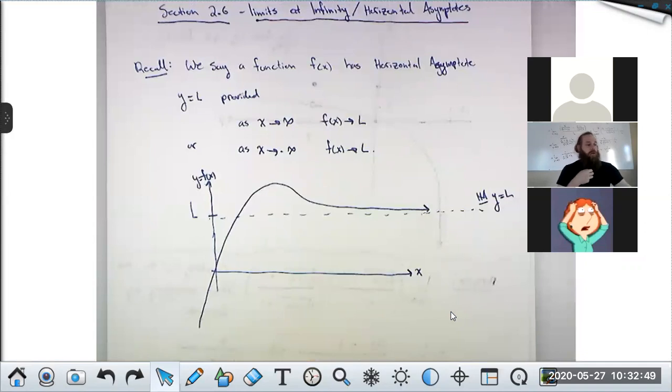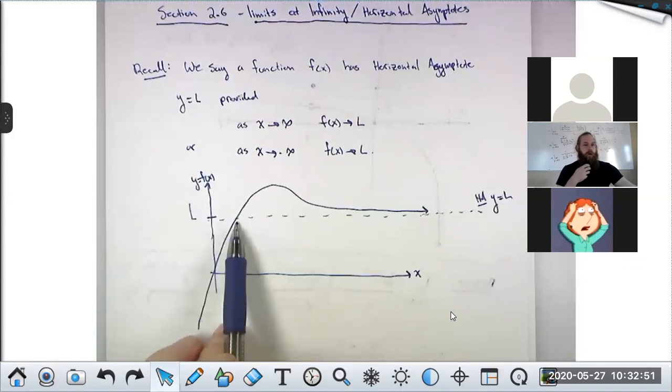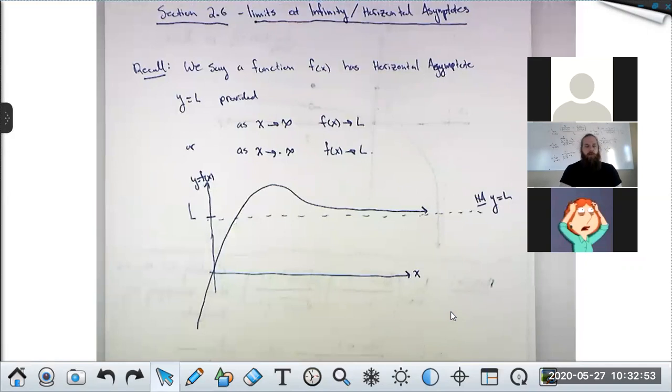You can cross horizontal asymptotes, remember. You can actually cross them as many times as you want. There are some functions that cross them infinitely many times. But the big thing is this settling down behavior, this getting closer and closer as you walk further and further out. And that's actually what your textbook gives as the intuitive definition of a limit at infinity.